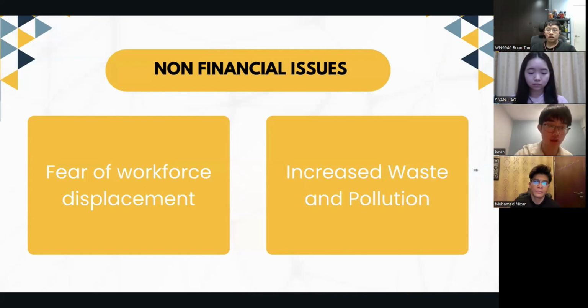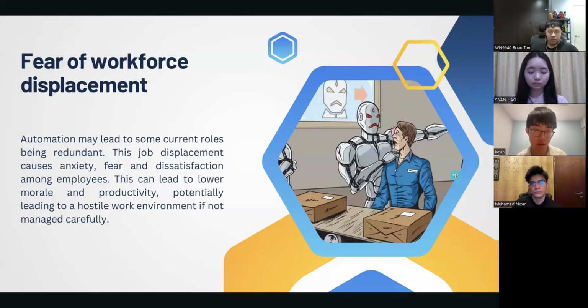So these issues include fear of workforce displacement, which arises from not adhering to social criteria of the ESG. And we have also increased waste and pollution, which comes from not adhering to the environmental criteria of the ESG. So fear of workforce displacement. Since automation may lead to some current jobs and roles being redundant, this job displacement causes anxiety, fear, and dissatisfaction among employees. This can lead to lower morale and productivity, potentially leading to a hostile work environment if not managed carefully.